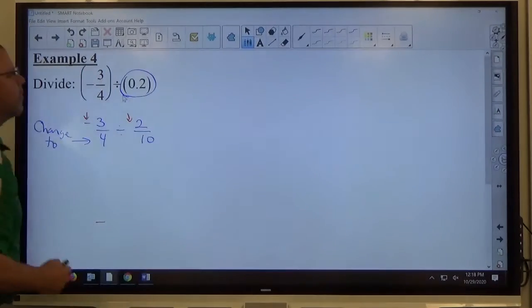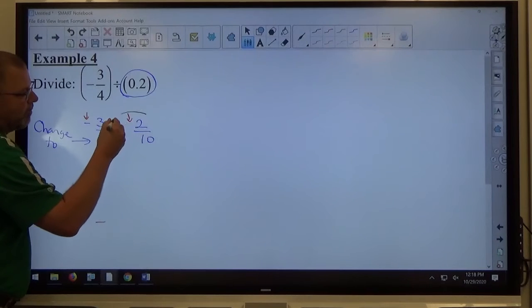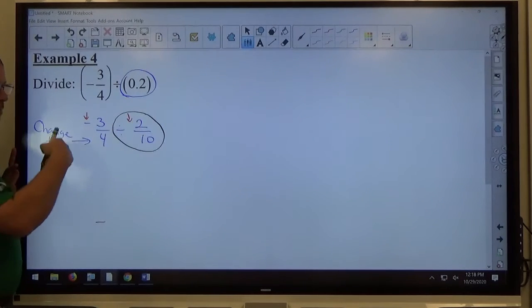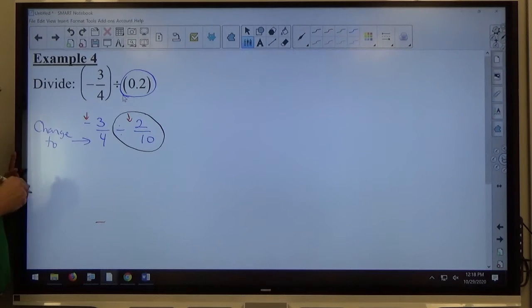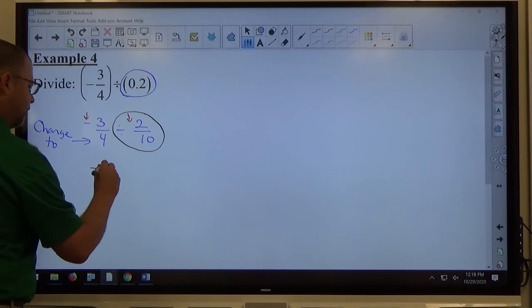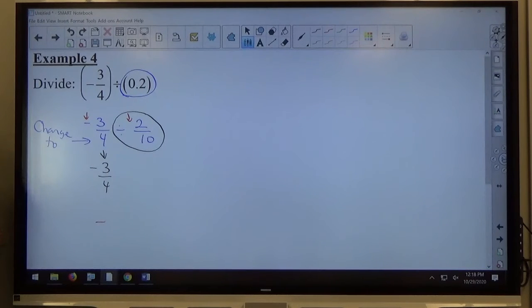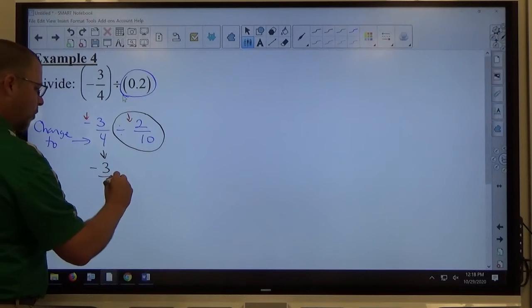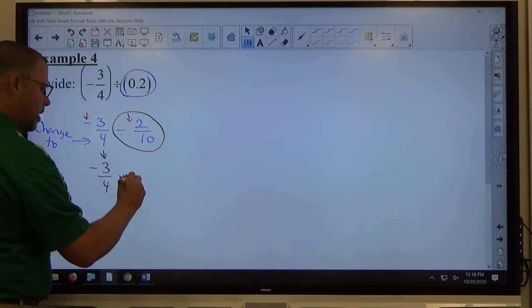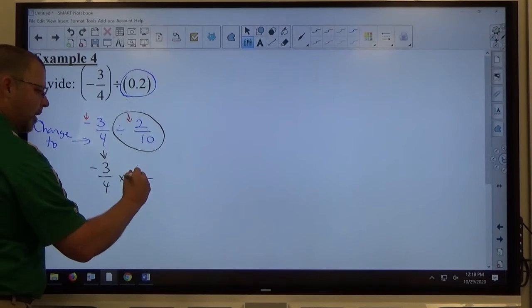What you want to remember about dividing fractions is whatever the second fraction is, the one that's being divided by, the divisor, we're going to need to change this to a multiplication of a reciprocal. So I'm going to keep -3/4 as is. Nothing happens to the first object, the dividend. But I'm going to modify the problem from a division into a multiplication problem. And I'm going to reciprocate this number, make it 10/2.